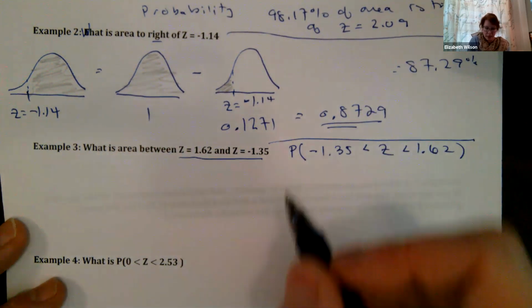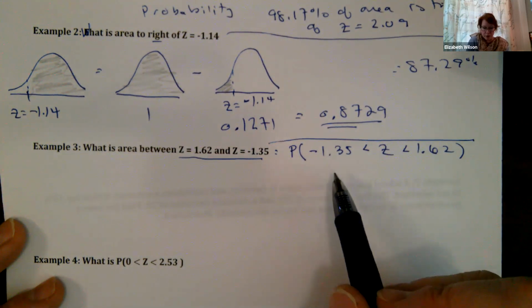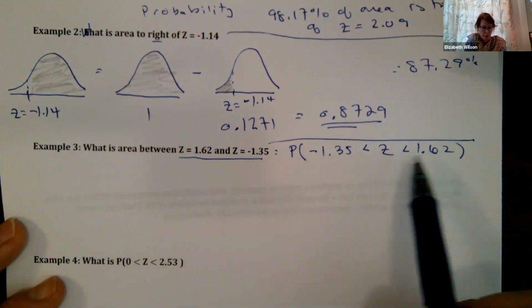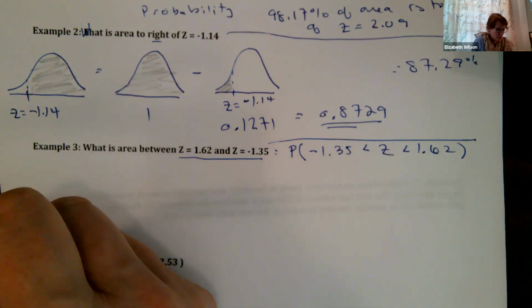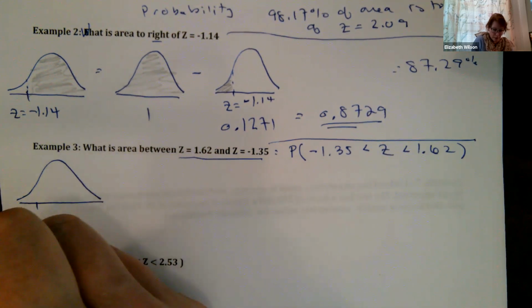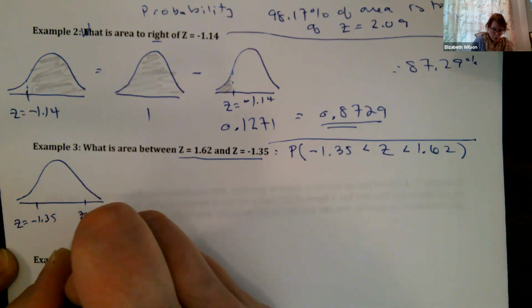Because the area under our curve represents a probability, it's a probability density function. So when we say what's the area between these, it's what's the probability that z is between these values here. So let's draw our picture again so we can visualize what we're doing. I've got my standard normal, I've got z equals minus 1.35, and I've got z equals 1.62.